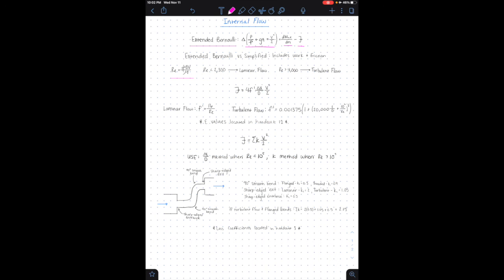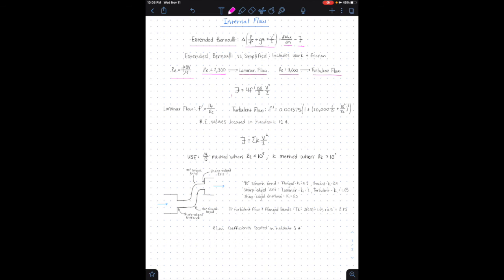So if the Reynolds number is less than 2,300, then the flow is considered to be laminar. And if the Reynolds number is greater than 4,000, then it's considered to be turbulent flow. And if it's between 2,300 and 4,000, then it's considered to be in a transition phase.